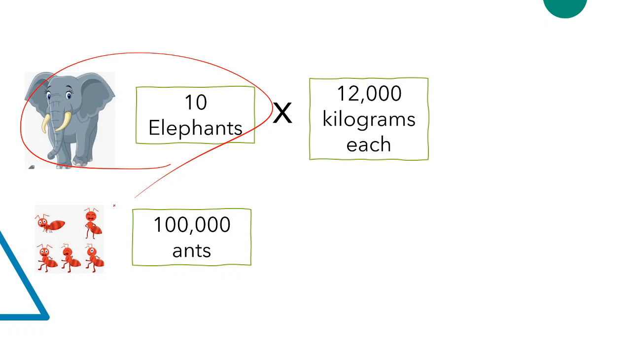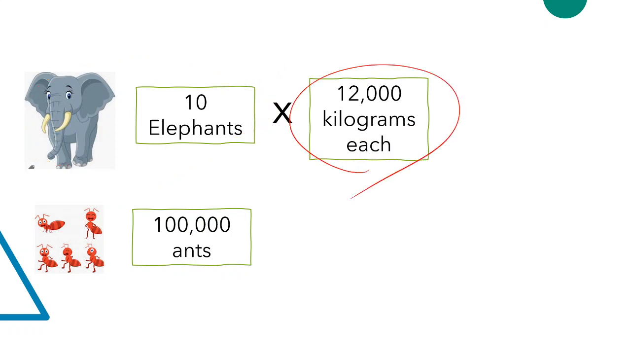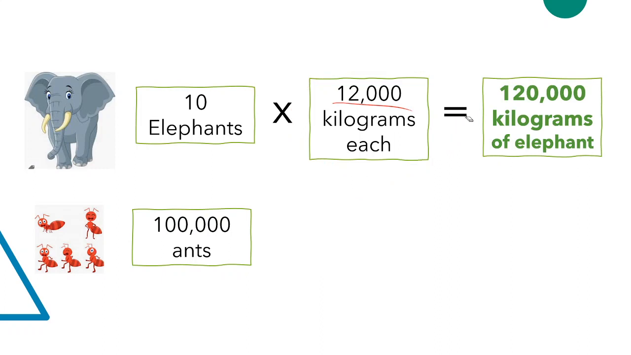We're going to multiply that by their mass. So on average, an elephant might weigh something like 12,000 kilograms because they're so big. And 10 elephants times 12,000 kilograms gives you the result, 120,000 kilograms of elephant in total, if you add them all together. So that group of elephants has 120,000 kilograms of biomass, living, breathing elephant matter, right? Compare that to our 100,000 ants.